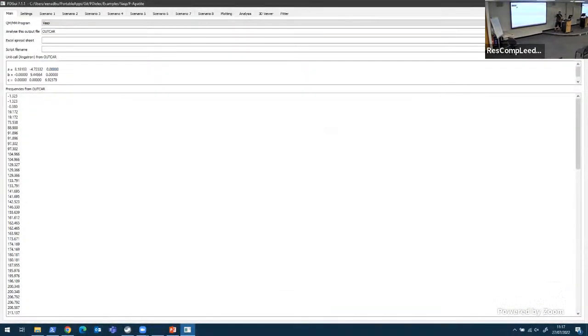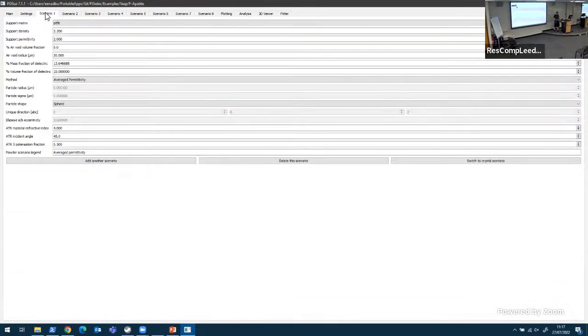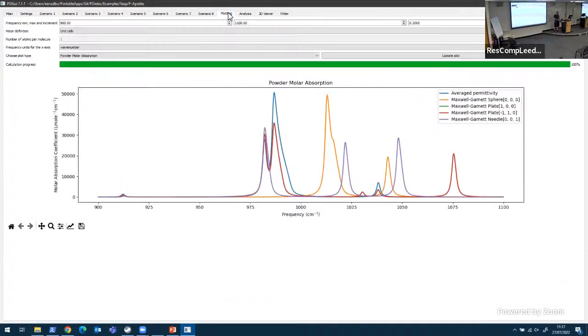So this is what it looks like. You can change that drop-down menu there and read in any type of computational file, and it will parse it and spit out some information about the unit cells and those sorts of things. We've got that set up in terms of settings and then a series of scenario tabs that you can add or take away. The key ones are the first scenario tab, which will set up a powder calculation, and you can change the shape of the particle, the crystal orientation of the particle, those sorts of things. Or you can also set up a scenario where you take your crystal, you tell it what angles it is, and it will calculate it. And then it will read all that into the plotting tab.